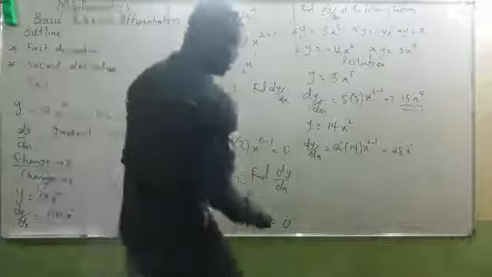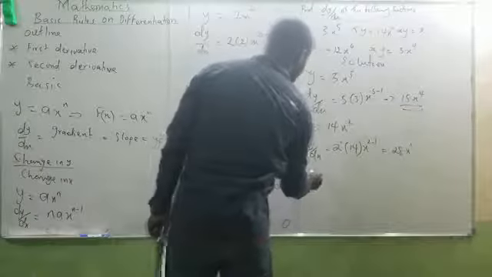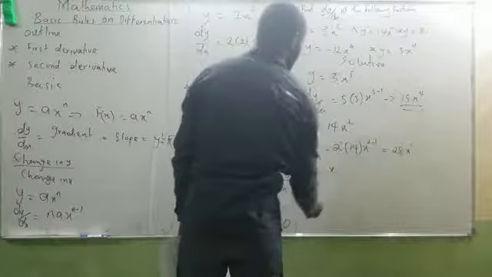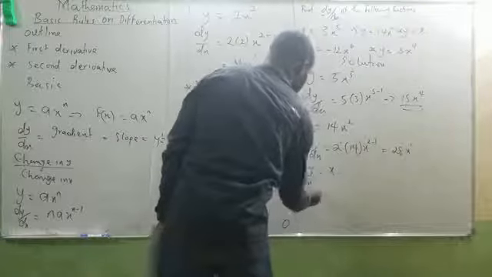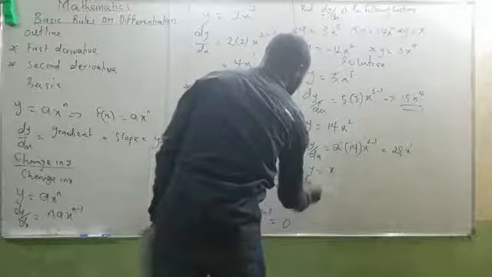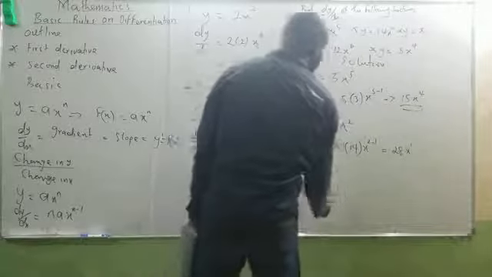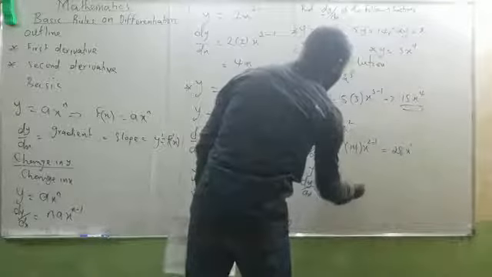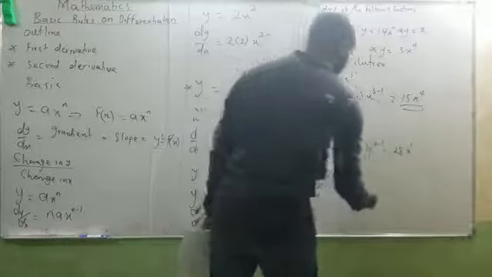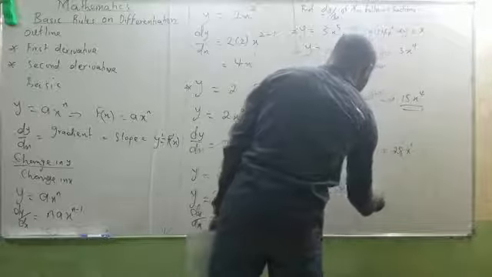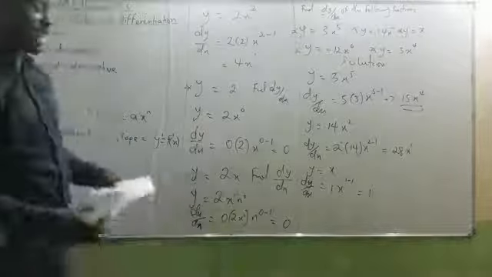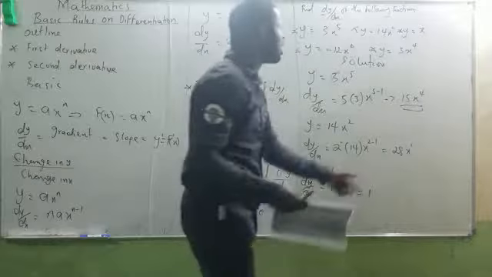Now, I have this also, y equals x. Now, my dy/dx will be equal to, bring down 1, x raised to the power 1 minus 1, which is equal to x to the power 0. It means dy/dx equals what? 1. My answer becomes 1, because x raised to the power 0 is equal to 1.